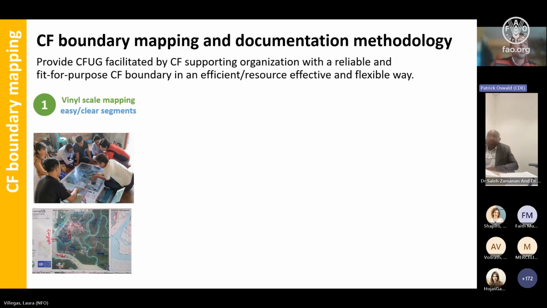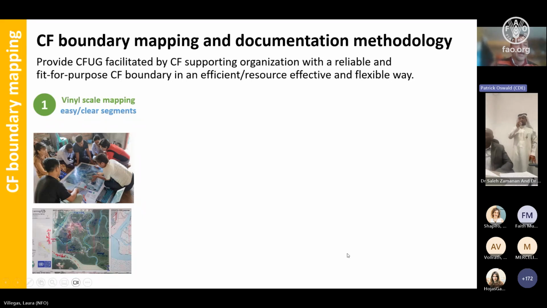The first step is you would use large-scale vinyl maps, usually using Google satellite imagery as a background, and together with a community forest user group, they would identify the community forest boundary segments. So it's a segment-based approach, and especially in mangrove areas, boundaries very often follow tidal channels or the boundary between mangrove forest and agricultural area and those things.